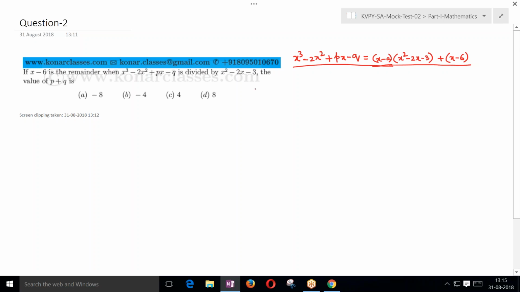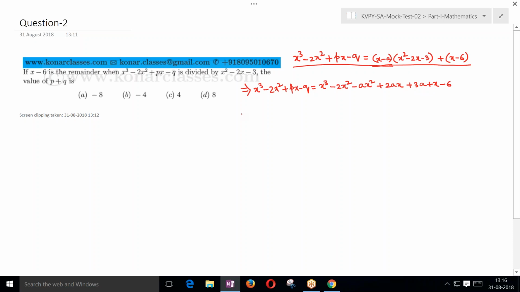If we expand, we'll get something like this. In the left hand side, we have x cube minus 2x square plus px minus q, is equal to, in the right hand side, if you expand, x cube, then minus 2x square, minus ax square, plus 2ax, plus 3a, plus x minus 6.